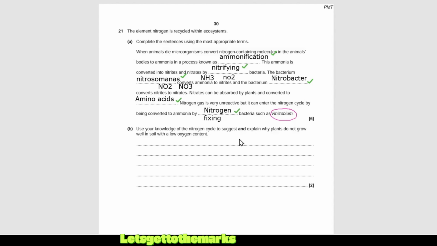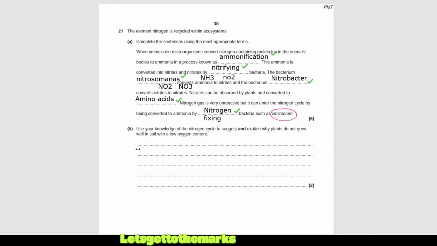Right, use your knowledge of the nitrogen cycle to suggest and explain why plants do not grow well in soil with a low oxygen content. Look what we were talking about here with the nitrifying. What's being added to the ammonia? Oxygen. What's being added to the nitrite to make nitrates? More oxygen. And without that oxygen, we can't make amino acids. And without amino acids, the plant can't make protein. And without protein, the plant can't grow. So you need to put that together into an answer.